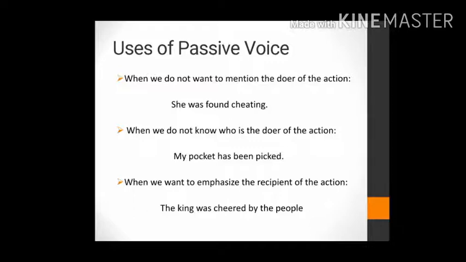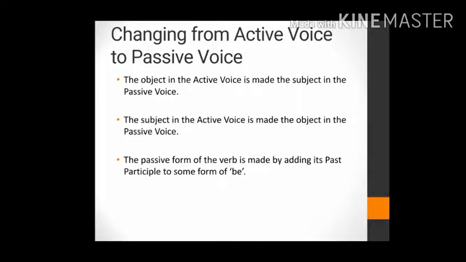Now we'll see how we can change the voice of a verb. We can change a sentence from active voice to passive voice by making the following changes. Firstly, the object in the active voice is made the subject in the passive voice. Secondly, the subject in the active voice is made the object in the passive voice. Thirdly, the passive form of the verb is made by adding its past participle to some form of be.